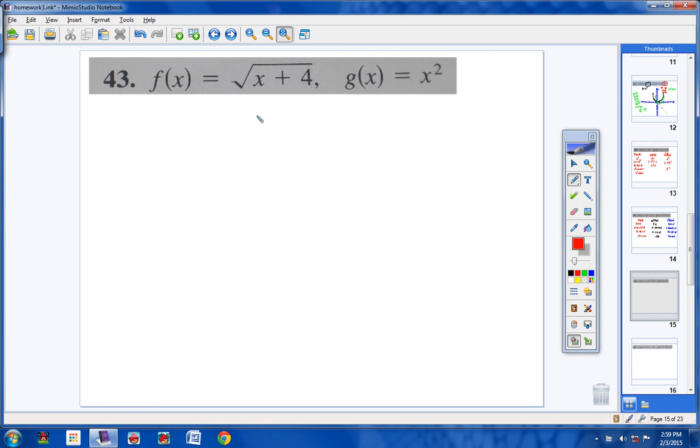So the domain of this function here is x plus 4 has to be greater than or equal to 0. Bring your 4 over and make it negative. x is greater than or equal to negative 4. So there's the domain of the first function, okay? Let's try that again. Now, the domain for the other function is going to be all real numbers. So I'm just going to put all real numbers, okay? Now, f of g of x, here we go.